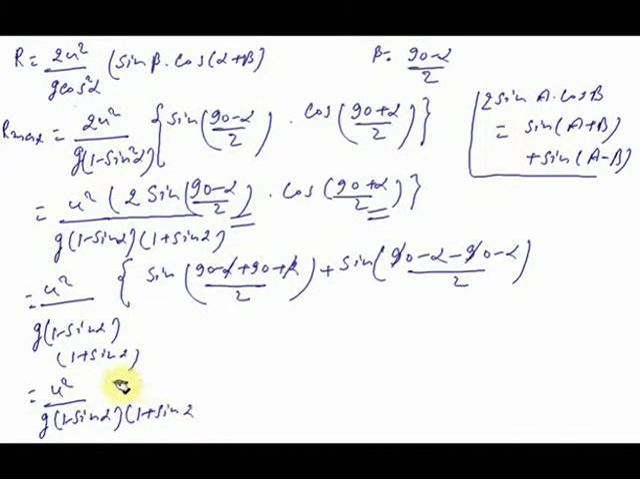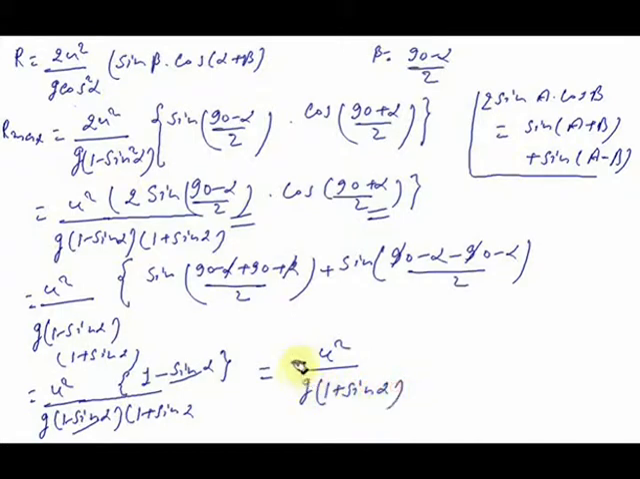Minus sine alpha into 1 plus sine alpha, into... this is sine 90 degree, which is 1, and this is sine minus alpha, which is minus sine alpha. So we can cancel out 1 minus sine alpha. So finally we are left with u square into g into 1 plus sine alpha.